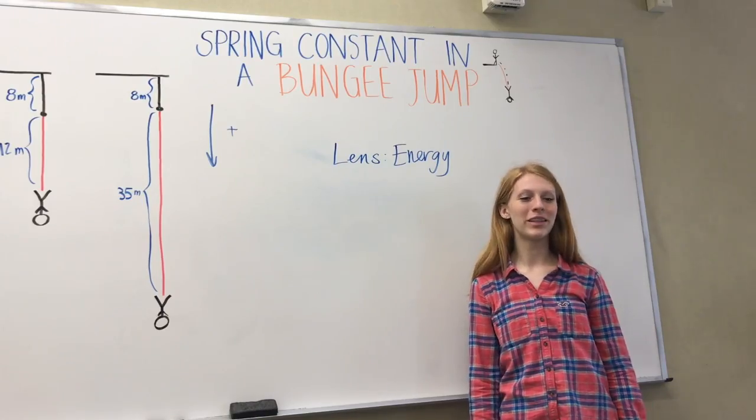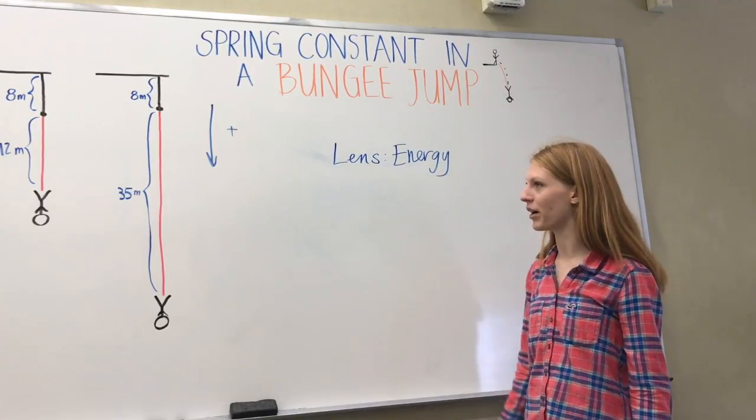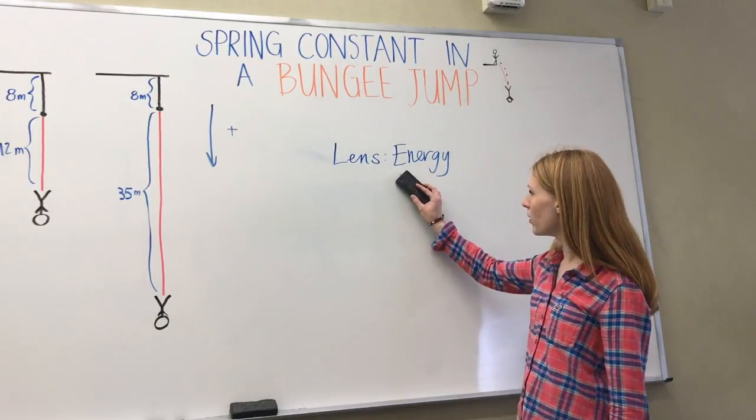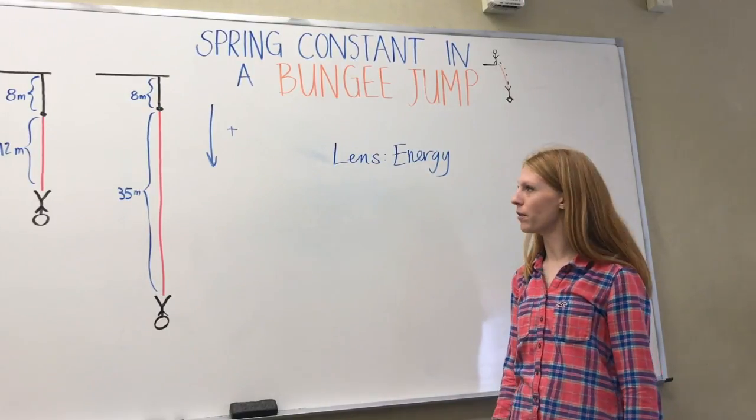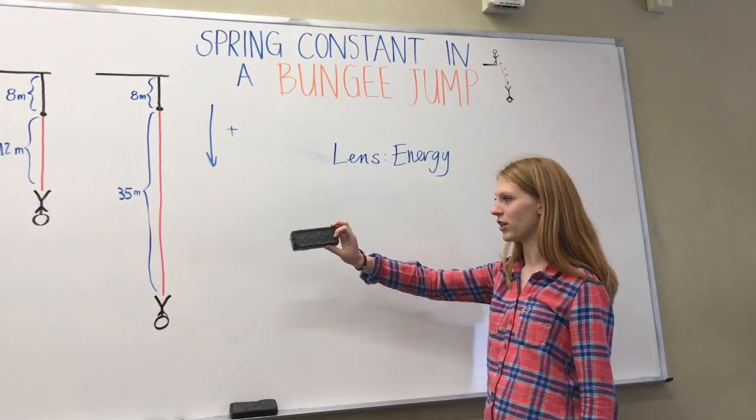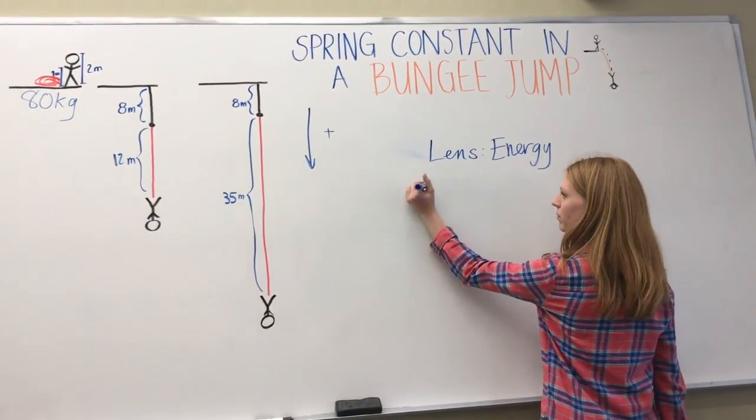Okay, so for our group, since we have 5 people, we decided to do a second video, and it's also the bungee jumper, but we've changed up some of the numbers. So for this problem, we also chose energy lens because we know that the bungee jumper starts with gravitational potential energy, which is converted to kinetic energy, which is then converted to spring potential energy.